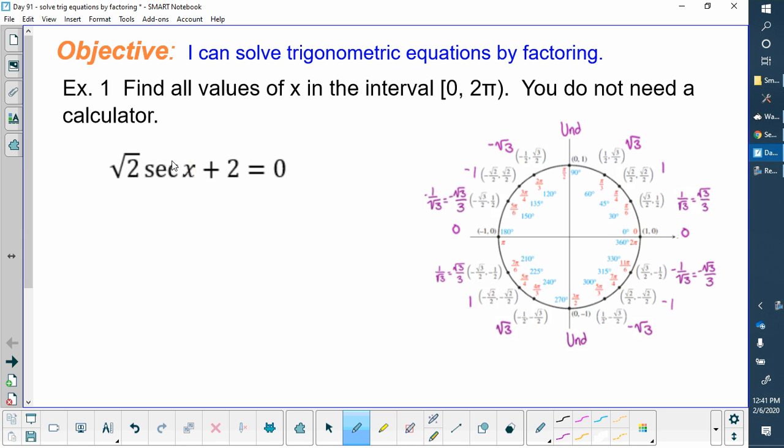So step 1, I need to get rid of this plus 2, so I subtract 2 from both sides. So far I've got square root of 2 secant of x equals negative 2. Step 2, whoops, I forgot the square root of 2 here. I'm going to divide by the square root of 2 on both sides. That goes away, and then I'm going to get basically secant of x equals negative 2 over the square root of 2.